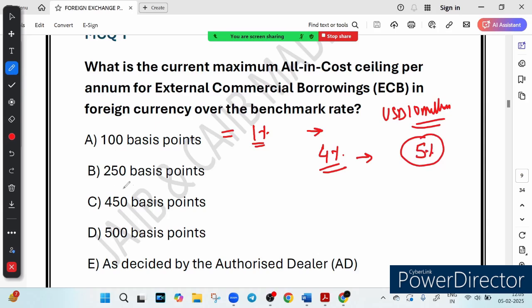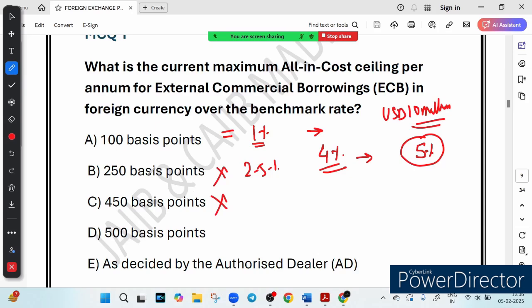Option B says 250 basis points. This is also not correct. 250 means 2.5%, right? While this is higher than 100 BPS, it is still lower than the actual RBI limit. So this might not be sufficient for a high-risk corporate borrower who usually borrows at a higher rate. Now option C says 450 basis points. This is also wrong, right? Suppose the benchmark rate is 6%, then under a 450 BPS ceiling, the answer will be 10.5%.